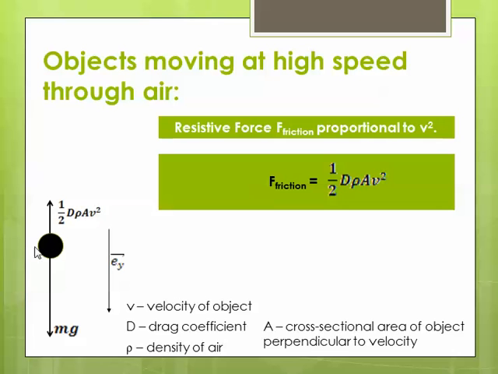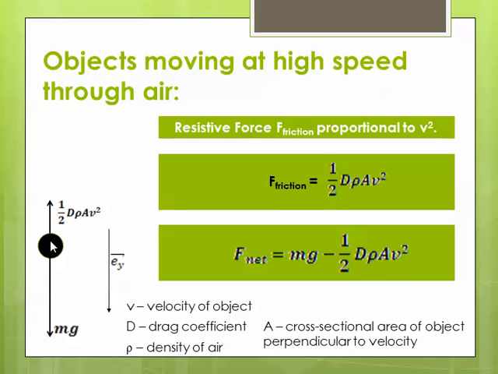Now here the resistive force is given as ½ D ρ A v², opposing the movement. That's why it's pointing in the other direction. Now we've got two forces. We've got the weight here and we've got the friction force there. If we've got two forces acting on one object, we have to add them up in order to find the net force. So here we've got the net force given as the sum of the weight and the resistive force. The resistive force has got a minus here because it's pointing in the other direction.